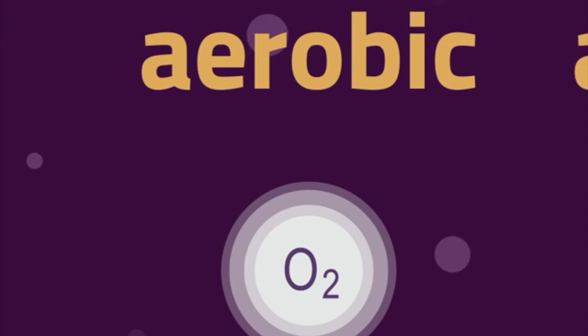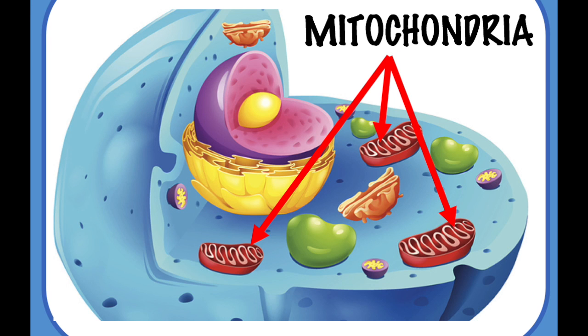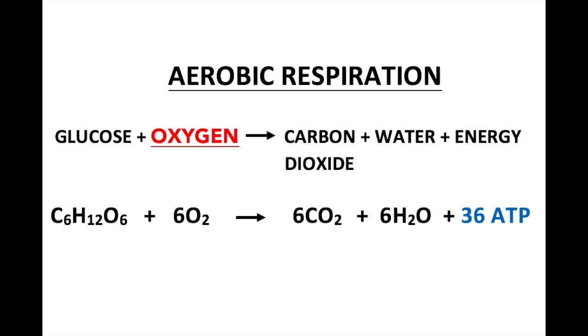After glycolysis, aerobic respiration occurs in the presence of oxygen in order to produce high amounts of cellular energy, also called ATP. Aerobic respiration occurs in the mitochondria of the cell, which is why some people call the mitochondria the powerhouse of the cell. Aerobic respiration requires glucose and oxygen to produce carbon dioxide, water, and 36 ATP molecules.